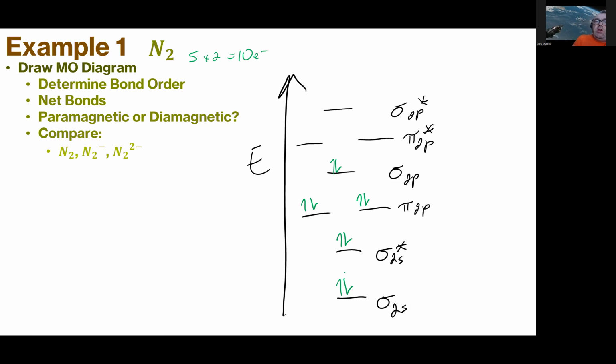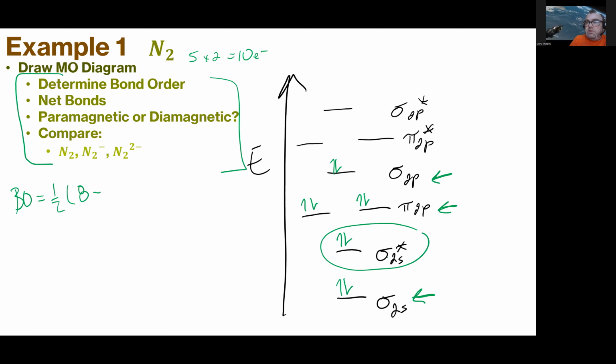Based off our picture, we're going to ask follow-up questions, and I always ask the same kinds of follow-up questions when we do this. Determine the bond order. Remember, bond order is 1/2 times bonding minus anti-bonding. Well, there's bonding, there's bonding, there's bonding. That's 1, 2, 3, 4, 5, 6, 7, 8 bonding electrons. Anti-bonding is these guys, so that's 2. 8 minus 2 is 6, and half of 6 is 3. This is a bond order of 3, which makes sense because we expect a triple bond in our Lewis structure.